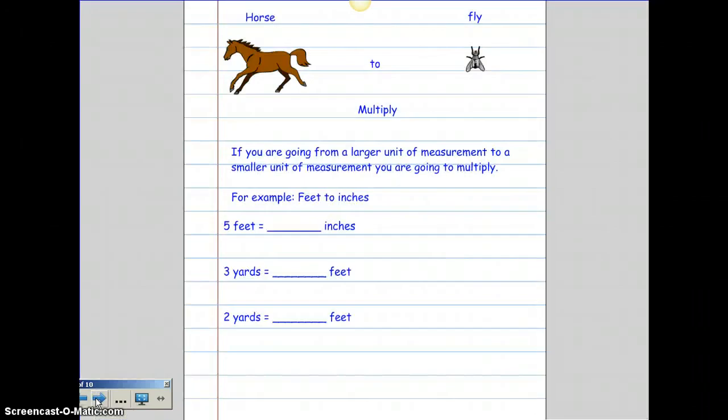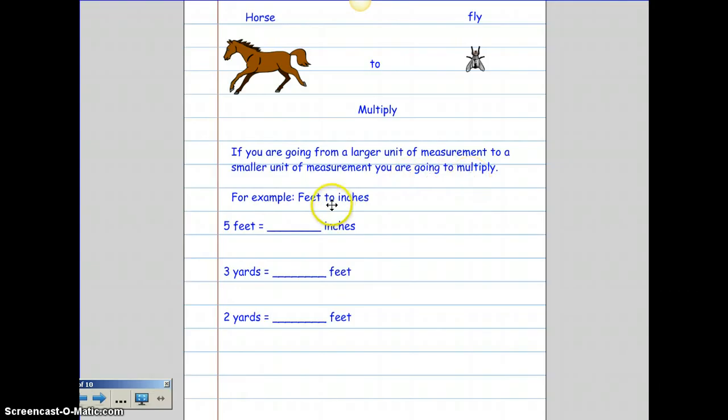Okay, let's move on. I'm going to talk about how to convert. If you're going to convert from a larger unit of measurement to a smaller unit of measurement, that's horse to fly. So, horse to fly means to multiply. If you're going from a larger unit of measurement to a smaller unit of measurement, you are going to multiply.